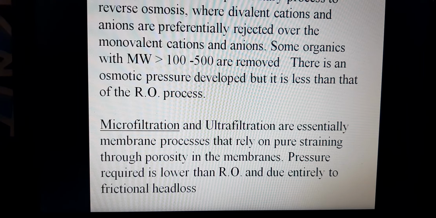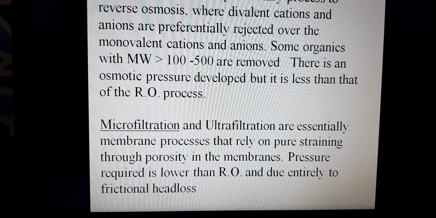Nanofiltration is a complementary process to reverse osmosis. So before reverse osmosis, the very important step is nanofiltration. Nanofiltration is a complementary process to reverse osmosis, where the divalent cations and anions are preferentially rejected over the monovalent cations.